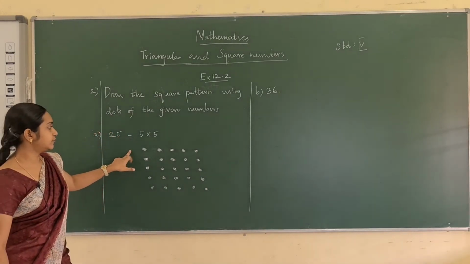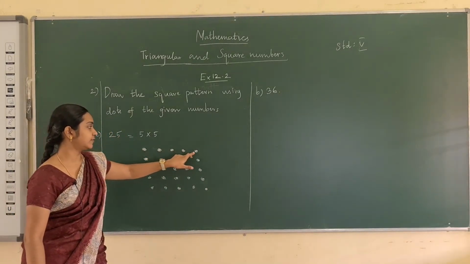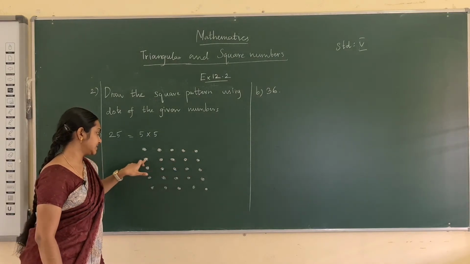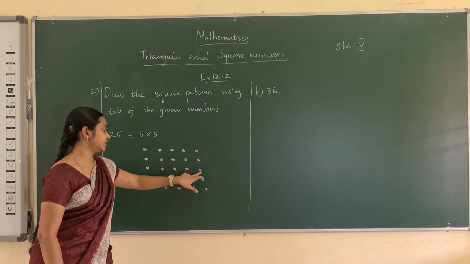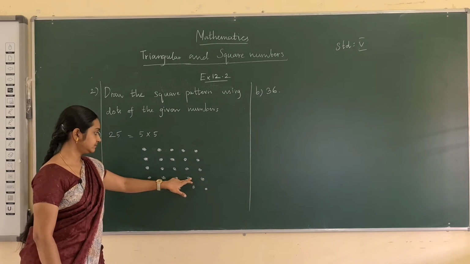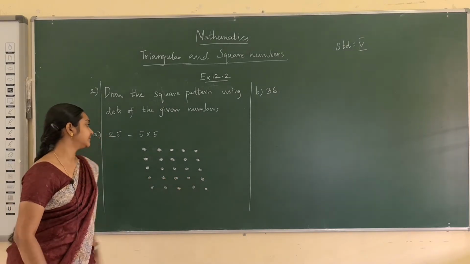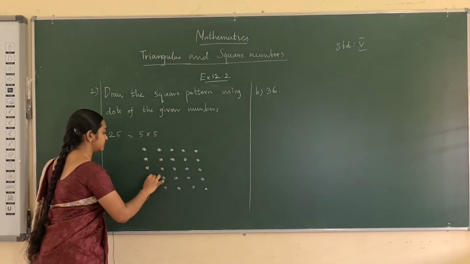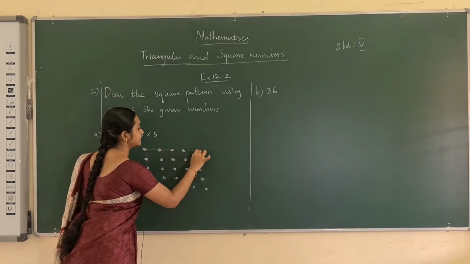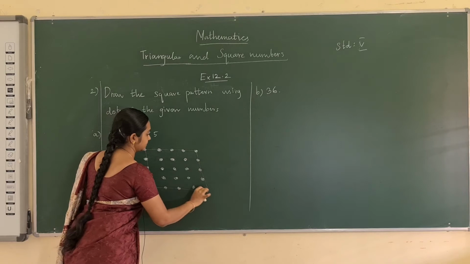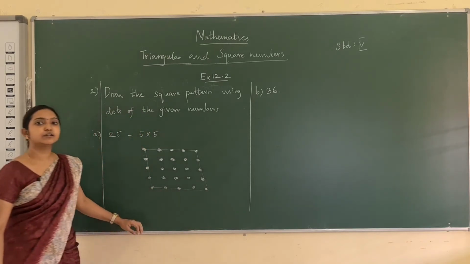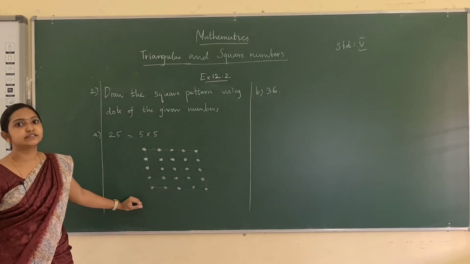Now count the number of dots. 1, 2, 3, 4, 5, 6, 7, 8, 9, 10, 11, 12, 13, 14, 15, 16, 17, 18, 19, 20, 21, 22, 23, 24, 25. Now a square is formed here. So we have drawn a square using 25 dots.